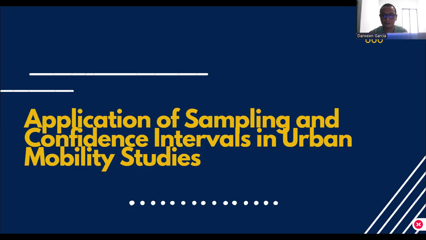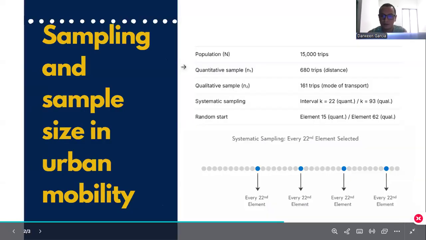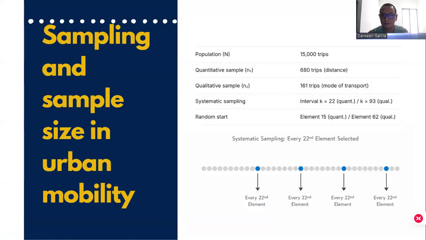First question. To understand a complex problem like urban mobility, can we study every single trip that happens in a city? It would be too expensive and time-consuming. This is where inferential statistics comes in.